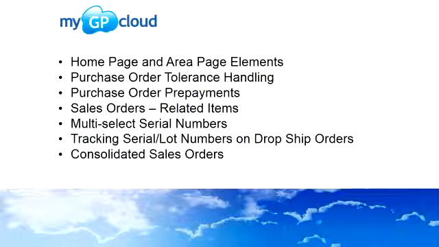GP 2013 includes the ability to track serial numbers and lot numbers on dropship purchase orders. What this means is when you put in the vendor's invoice for a dropship PO, you can enter the serial numbers or lot numbers at that time. This will improve the control you have over your inventory and tracking those serial numbers and lot numbers. Let's take a look at it.